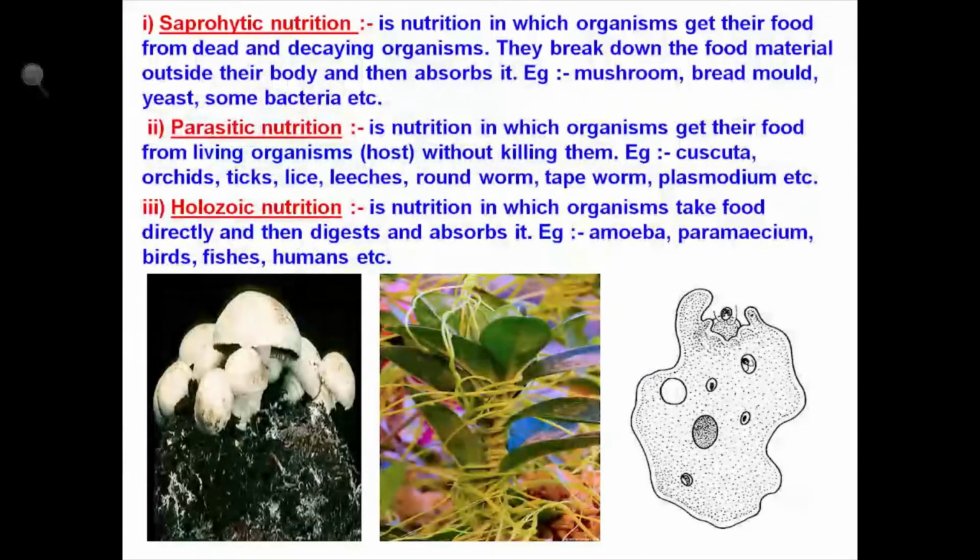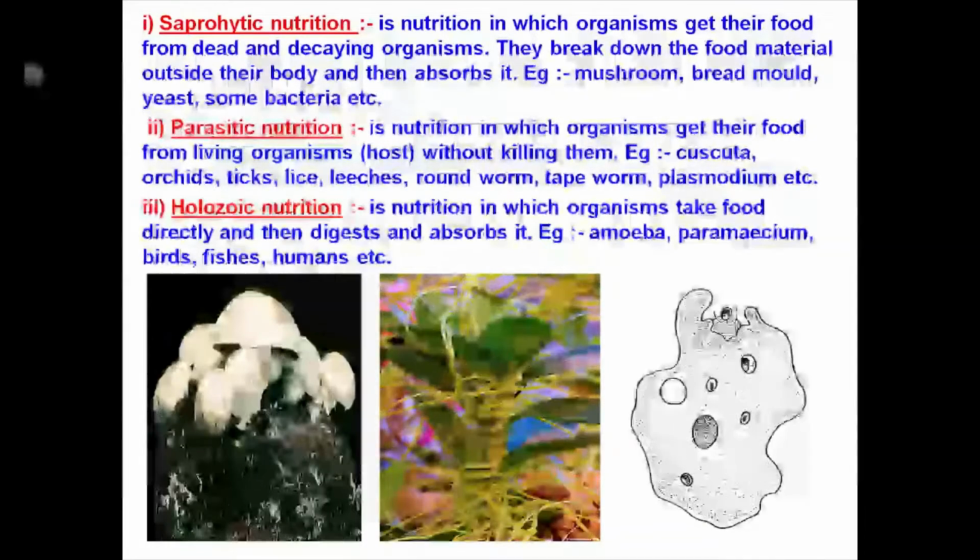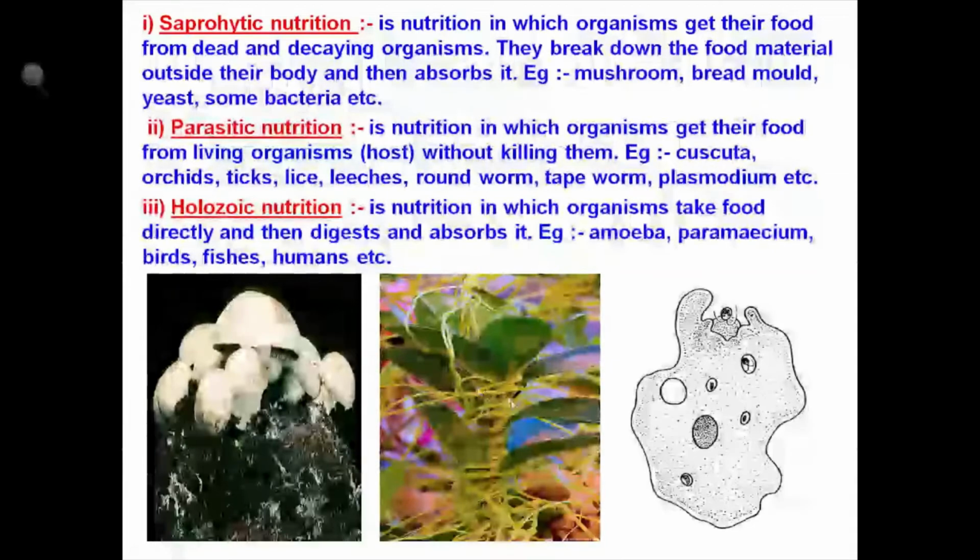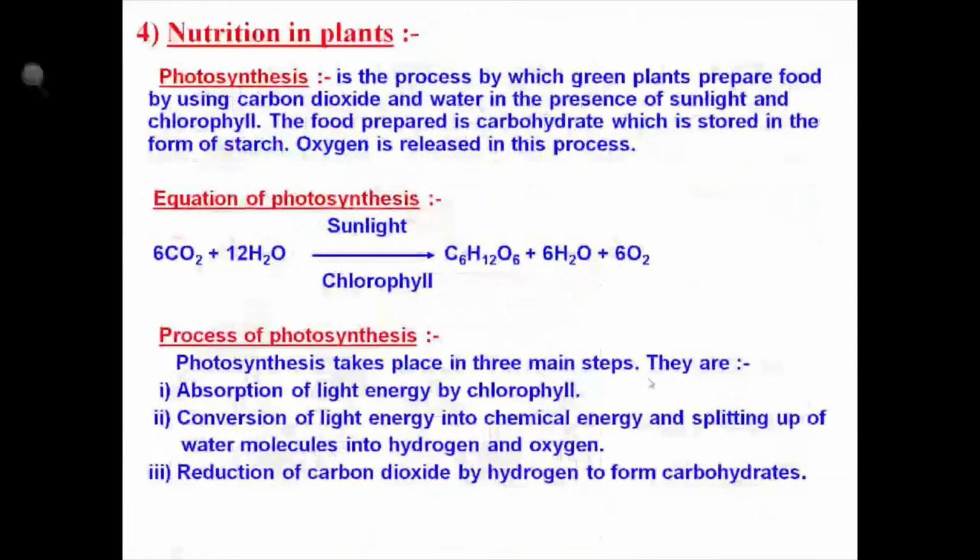Holozoic nutrition. Holozoic nutrition is a nutrition in which an organism takes food directly in and then digests and absorbs it. For example, we have amoeba and human beings. We can see the saprotrophic mode of nutrition here, mushrooms. Parasitic mode of nutrition is here, cuscuta, and here is the mode of nutrition by paramecium. So we have it all.